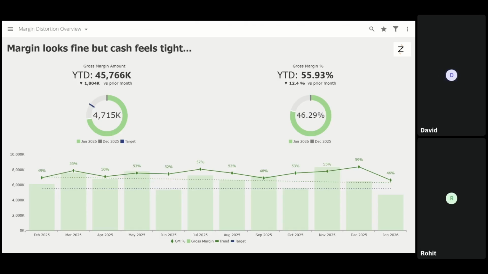So my goal of this demo is not just to show you the numbers, but let's dive into the problem. Let's try to uncover the root causes.